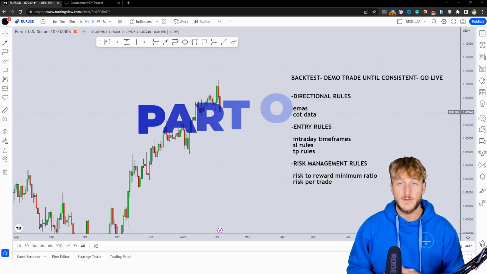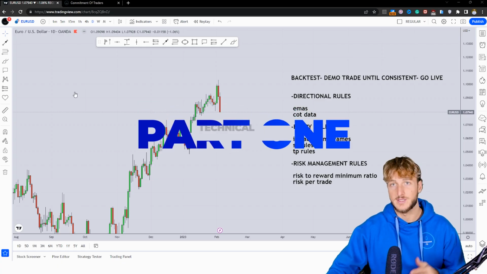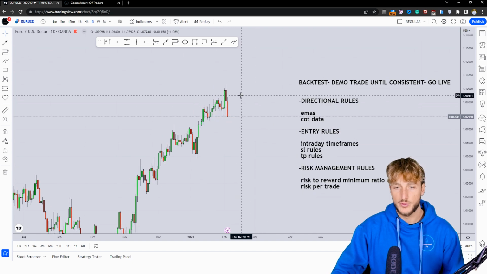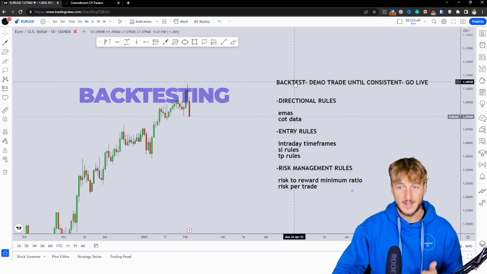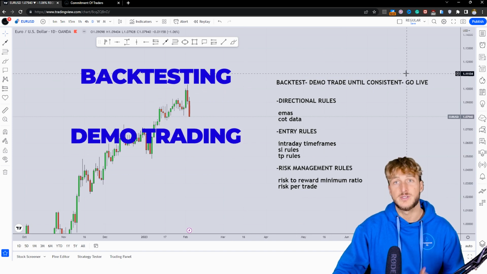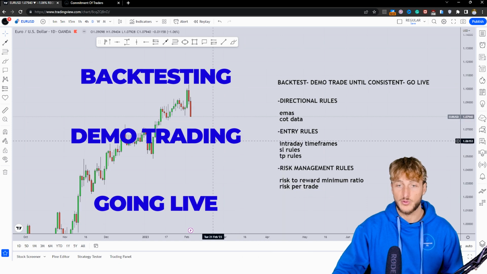Okay, so first of all, we have to speak about technical rules. Now, when it comes to developing the rules of any kind of strategy, you always have to follow the three major steps, which are backtesting, demo trading until consistent, and only then you can start thinking about going live.